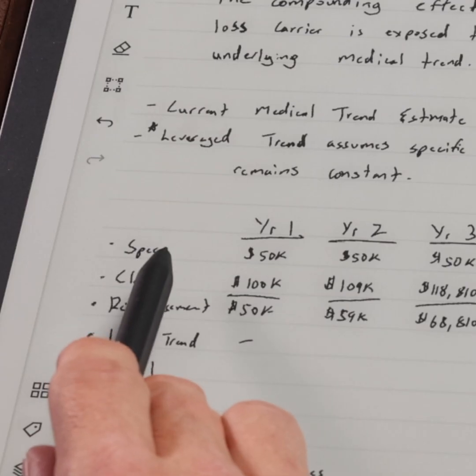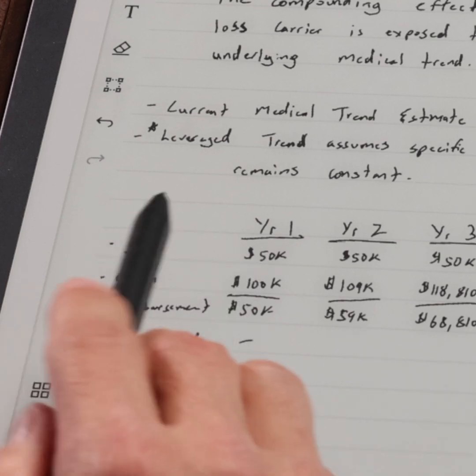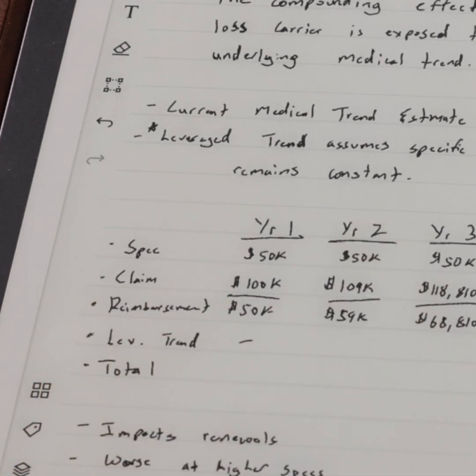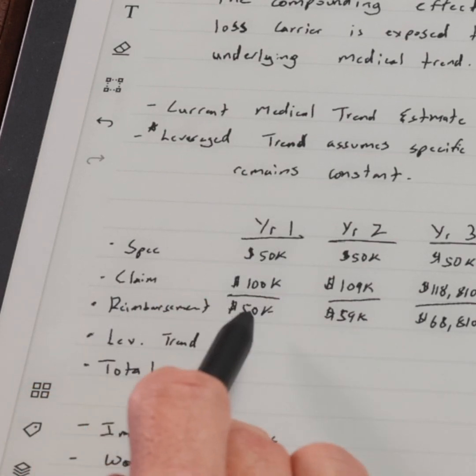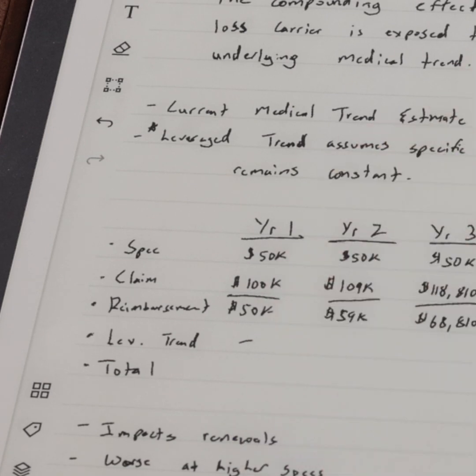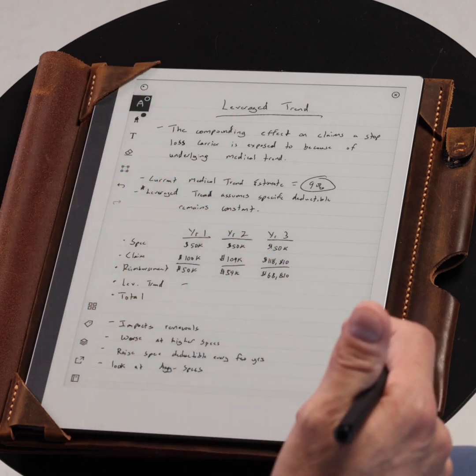And so we're going to look at a stop loss deductible or a spec deductible of $50,000 in year one. We're going to have a claim of $100,000. So a claim that goes over the spec, and there will be a reimbursement of course, 100 minus 50. The stop loss carrier reimburses $50,000. Of course, we're not looking at leverage trend in year one because we're using that as a baseline.